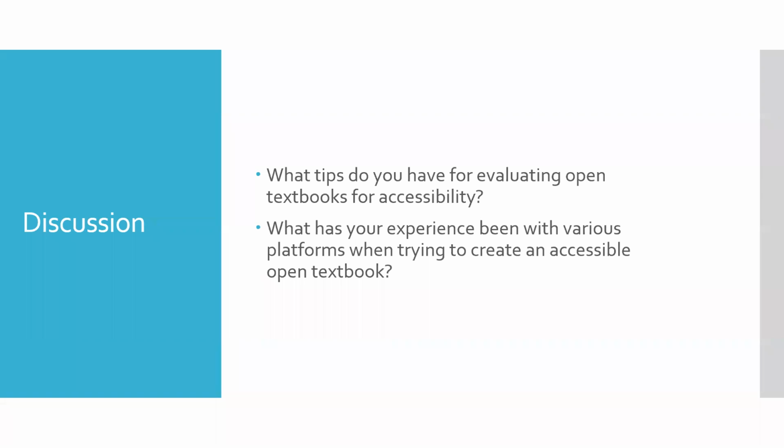And we have 2 minutes before Q&A, but we could probably just jump to Q&A, to be honest. But we also thought it might be nice to try and start a discussion if people have thoughts as well. So we're interested in hearing, for those who are working with accessibility and open textbooks, what tips do you have for evaluating them for accessibility? And then what has your experience been, if you have any, with various platforms when trying to create an accessible textbook?